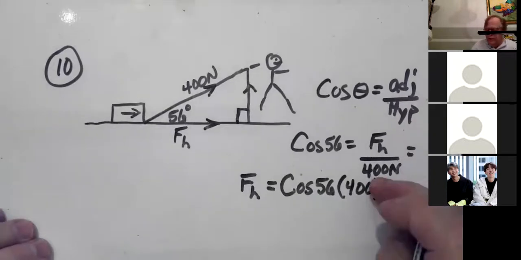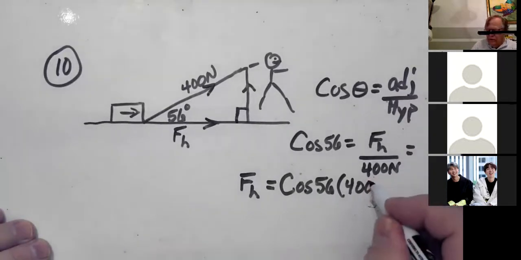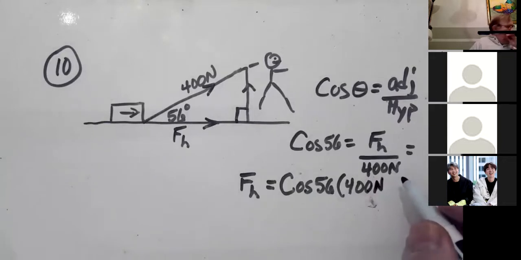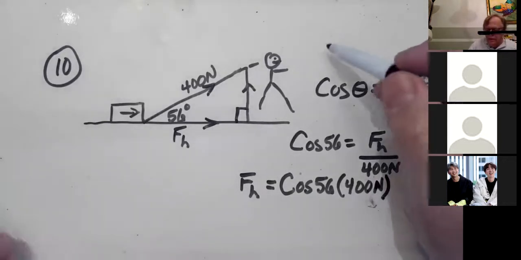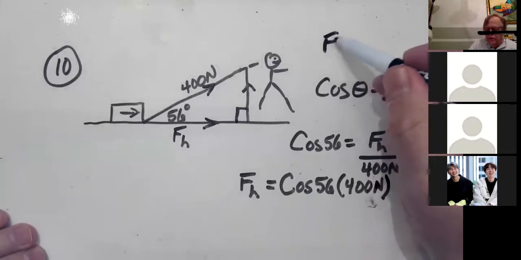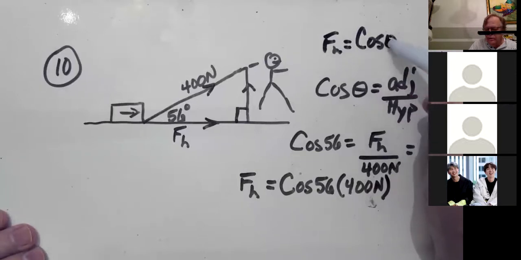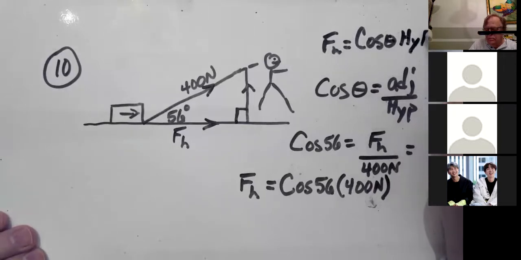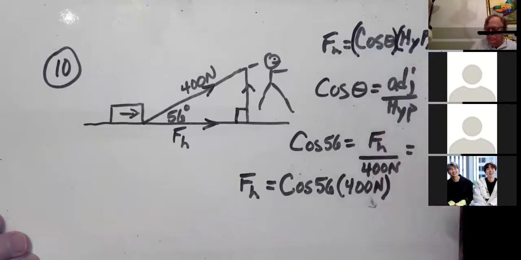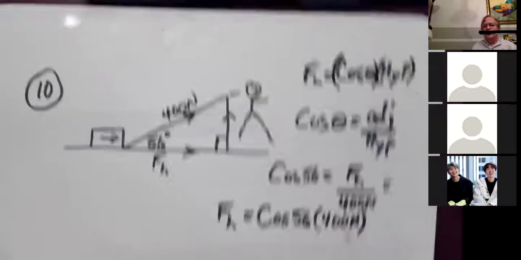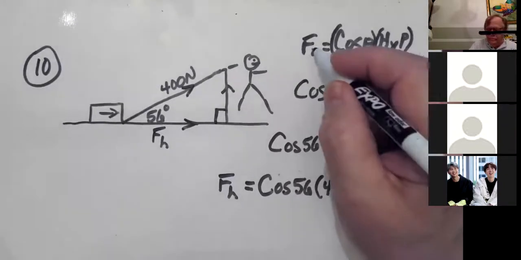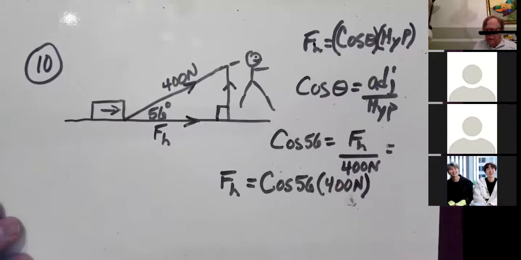Here is another formula you can look at: horizontal force equals the cosine of whatever your angle is times the hypotenuse. You can use that one if you want to. It's already set up for you. Yeah, that seems easier. So here's the formula.